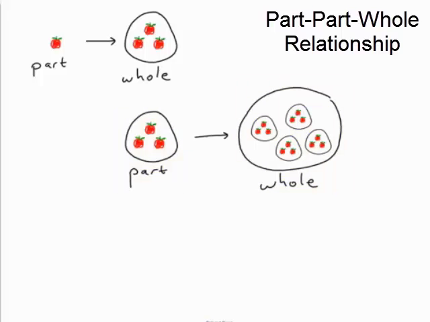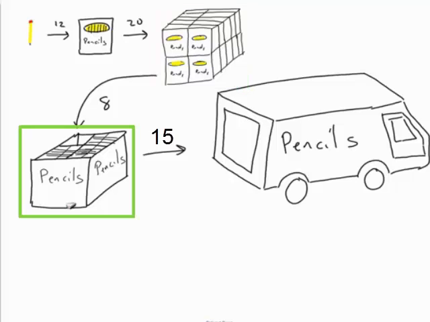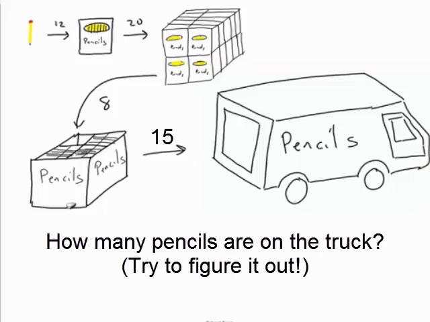If you think about retail settings, you can see many applications of part-part-whole relationships or even part-part-part-whole relationships. For example, a single pencil may be part of a box of a dozen pencils, which came in a bundle of 20 boxes, which came in a crate containing 8 bundles, which came in a truck containing 15 boxes. How many pencils are on the truck?